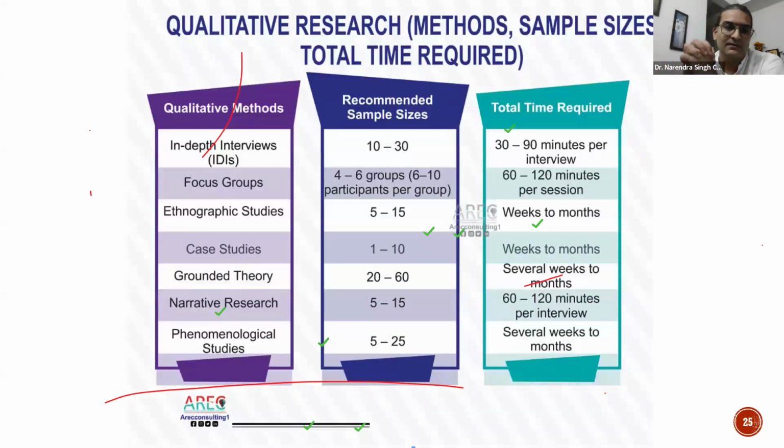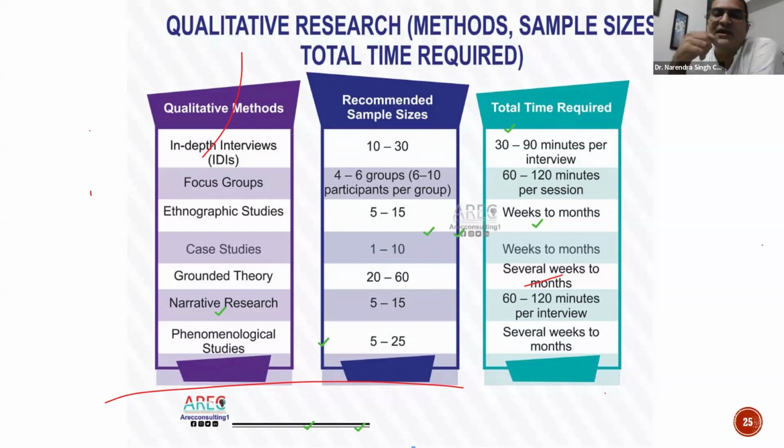And this is what you're asking, what is largely recommended. So for the qualitative methods: in-depth interviews, focus groups, ethnographic, case studies. In the various qualitative methods, what is the recommended sample size? As you could see, case studies 1 to 10, ethnography 5 to 15, focus group 4 to 6, in-depth interviews 10 to 30, grounded theory 20 to 60, narrative 5 to 15, phenomenological 5 to 25.